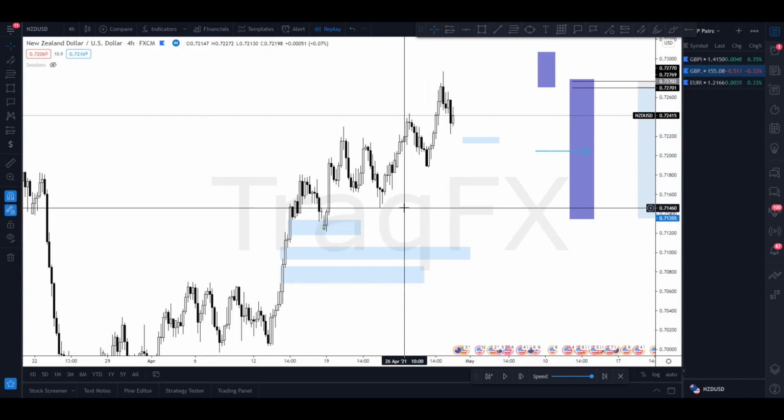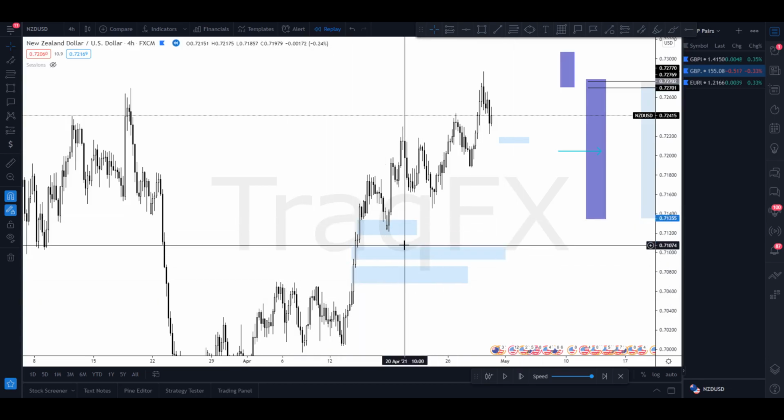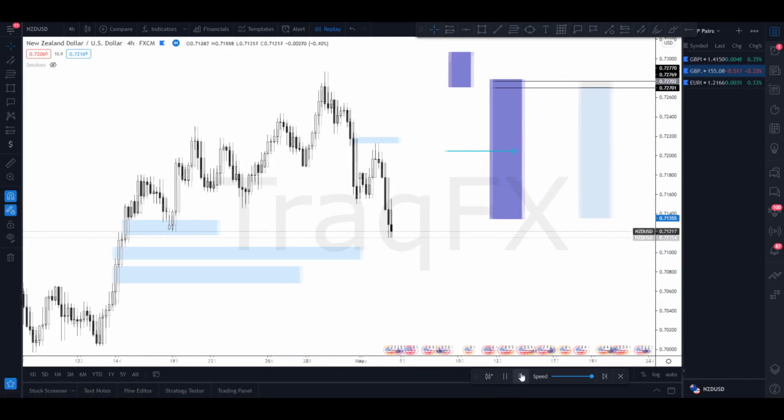So that basically gives me an idea of where banks and institutions are going to be taking price next. Now, we're not going to be using imbalance for entries quite yet. We'll get into that soon. But for now, we're just understanding how to use imbalance and how to mark it up on our charts. So let's play this out a bit and let it do its thing.